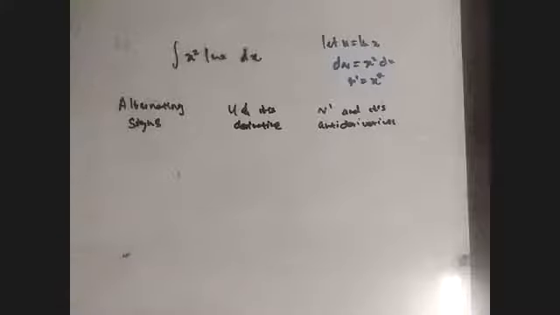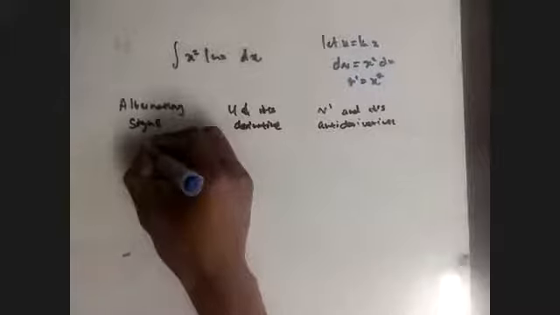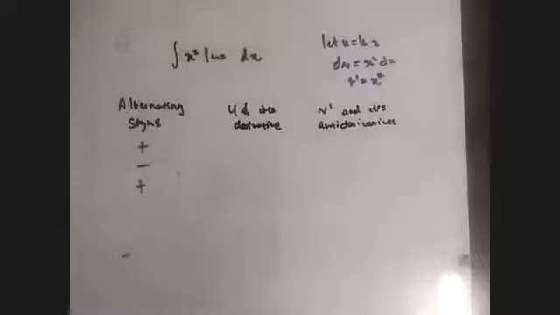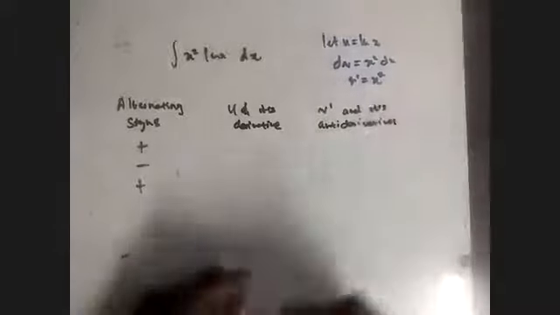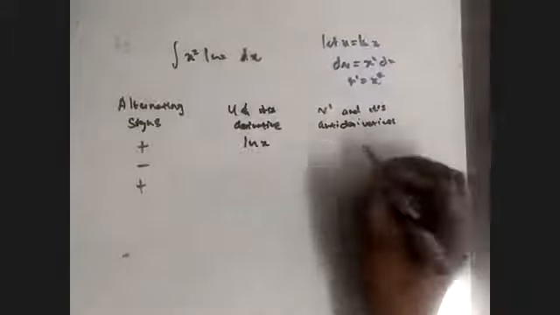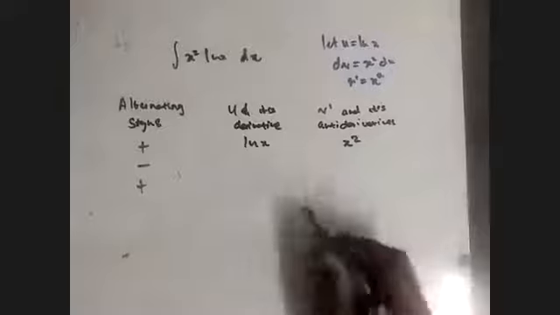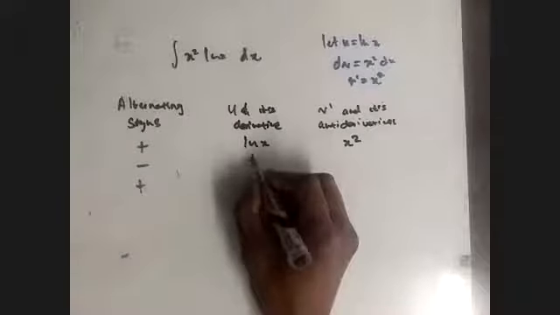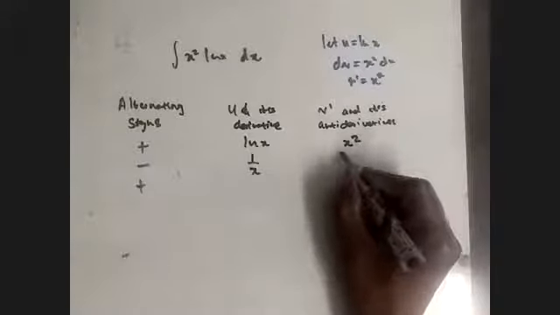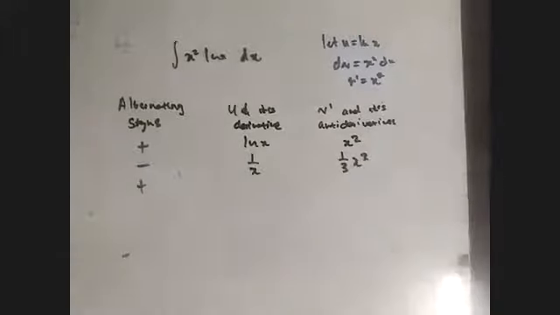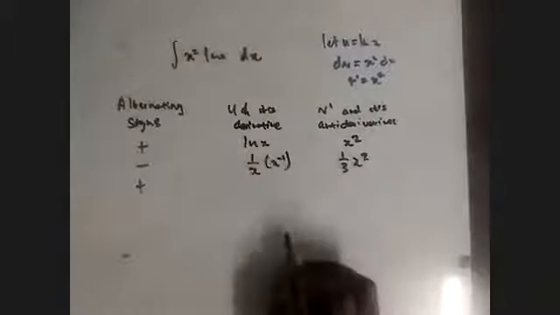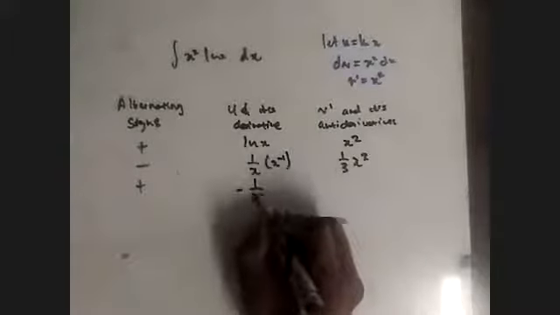Alternating signs. Alternating signs. So let me take 2. Let me take 3. Let's see how we can do this one. What is the derivative of ln x? The derivative of ln x, so we have ln x here, and here we've got x squared. The derivative of ln x is just 1 over x, and then the integral of this one, I think it's 1/3 x cubed. And then the derivative of this one, this thing can be written as x to the -1. So this becomes -1 over x squared.